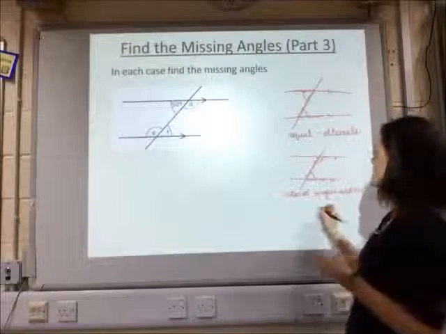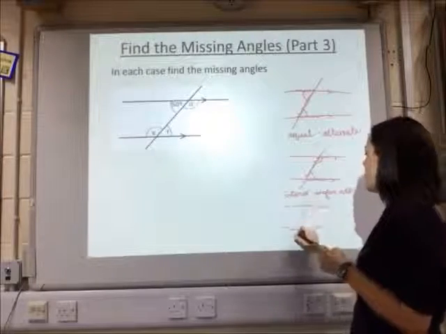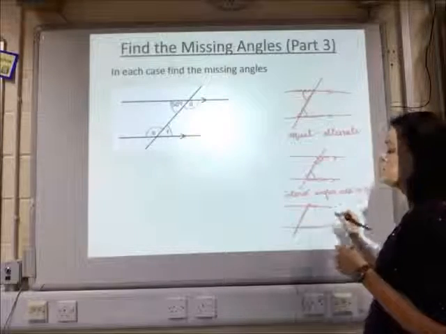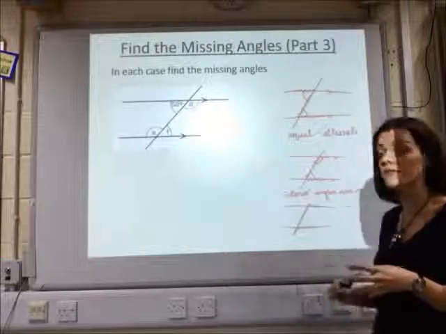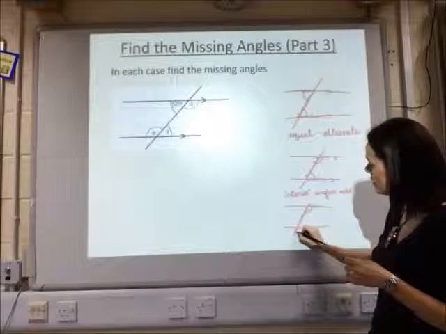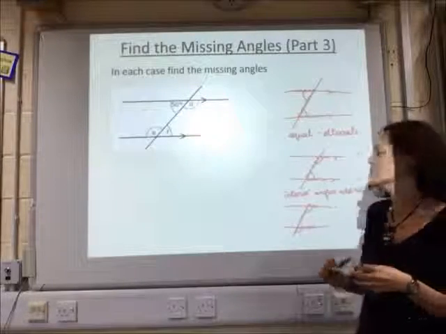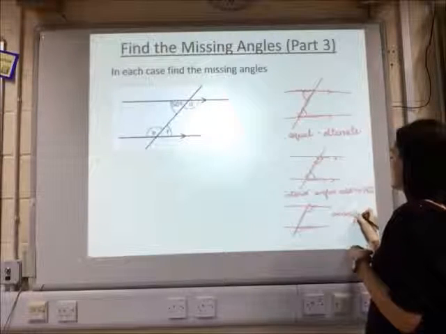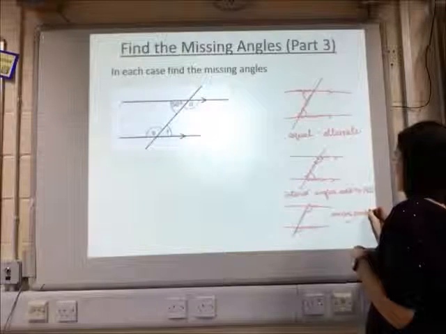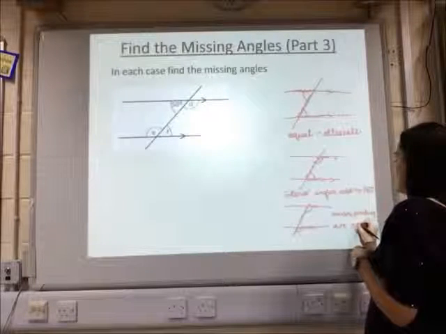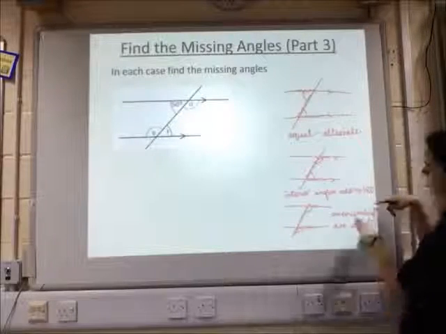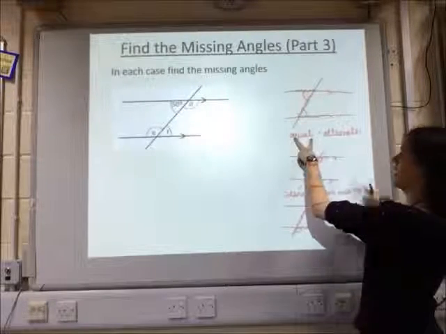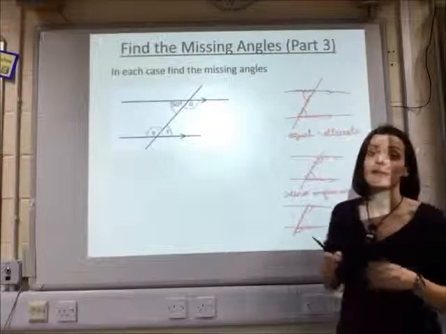And our third one is that if we can see an F shape, and it could be forwards, it could be backwards, it could be upside down, but if we can see some sort of F shape, then the angles there are also equal to each other, and they're equal because they are corresponding angles, and corresponding angles are equal as well. And again, it's important that you give the word and the fact every time you're talking about these angles.